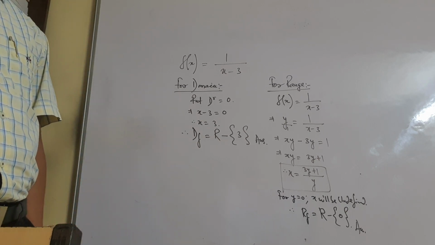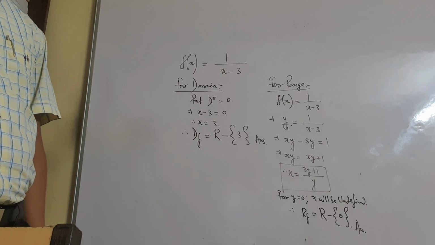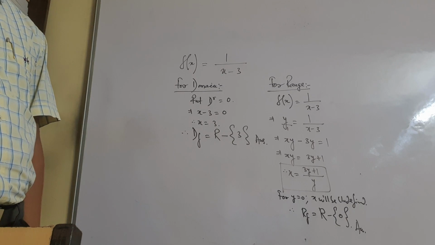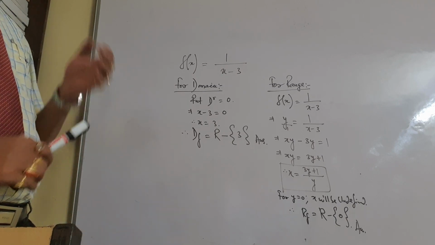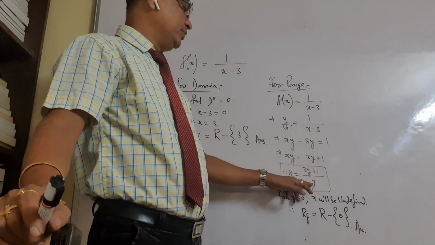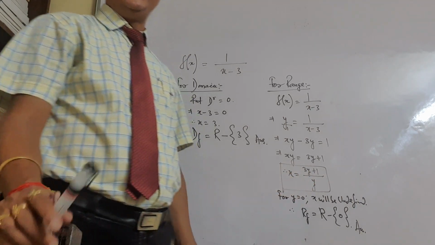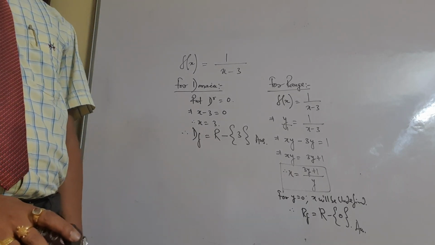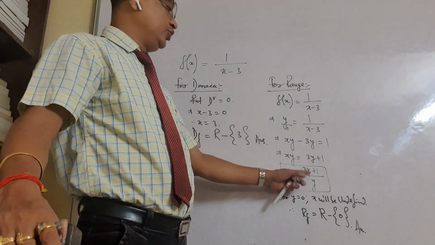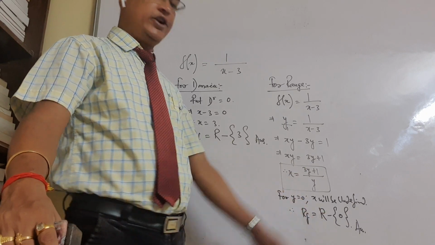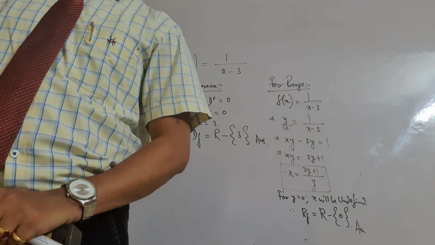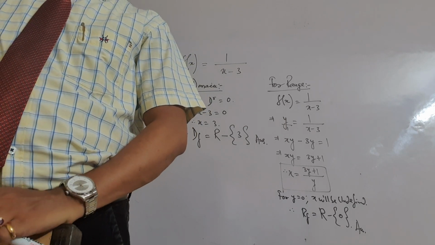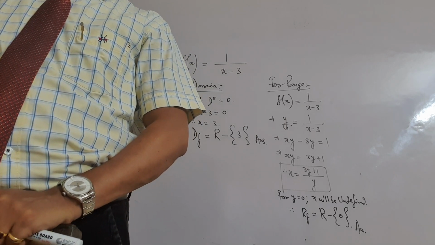Is it okay? If you put y equal to 0, the denominator is 0, and anything divided by 0 is undefined. If you put y equal to 0, the function becomes undefined. Denominator 0, numerator anything, it is undefined. So we cannot take 0, but except 0, we can take all the values. Okay?